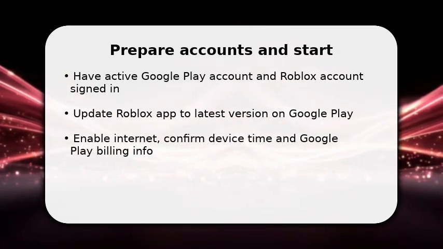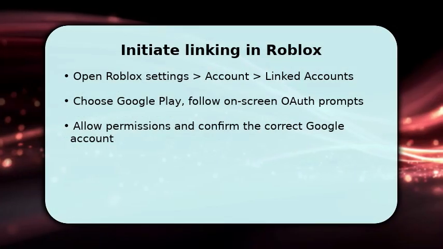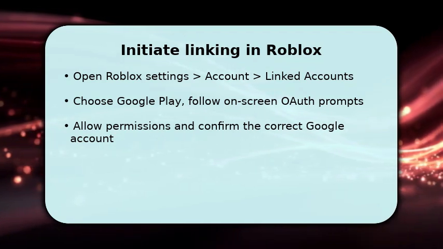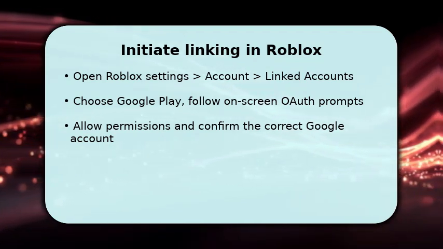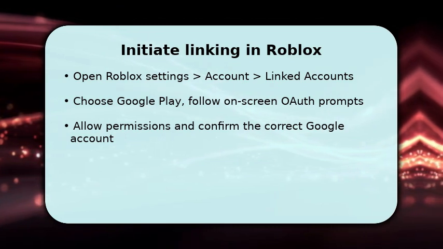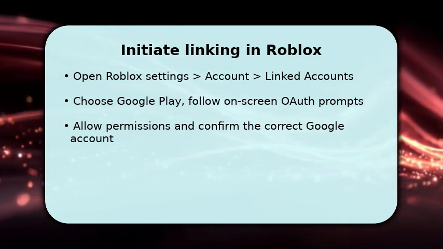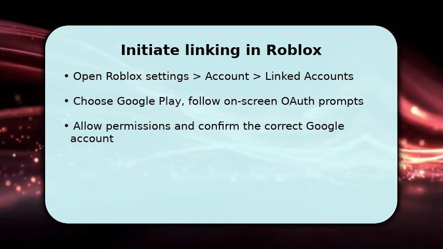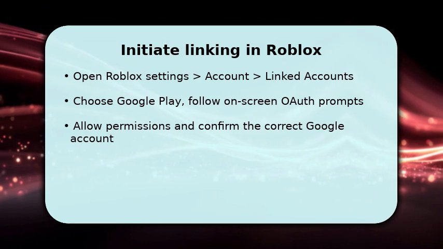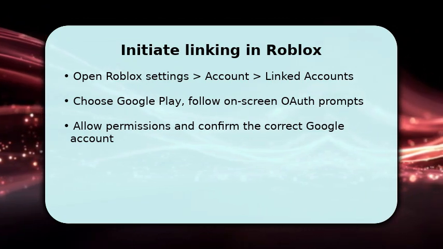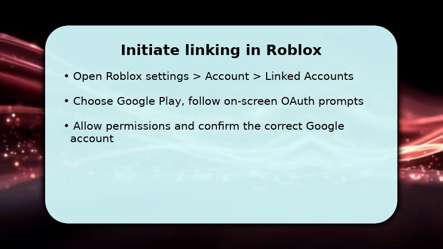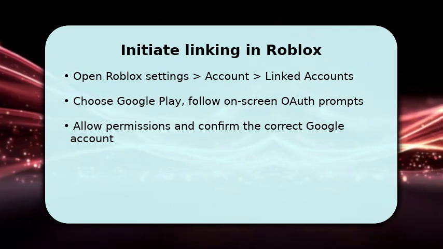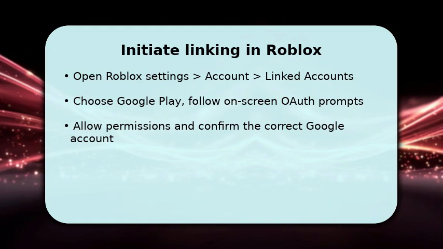You now perform the core linking action inside Roblox. Go to Settings, then Account, then Linked Accounts and select Google Play. Follow the on-screen OAuth prompts. This authorizes Roblox to associate your Google Play purchases and identity. When prompted, pick the Google account you prepared earlier and accept the permission requests. If you see multiple accounts, pause and choose carefully. After granting access, Roblox will display a confirmation. Wait for that confirmation before navigating away so the link fully completes.